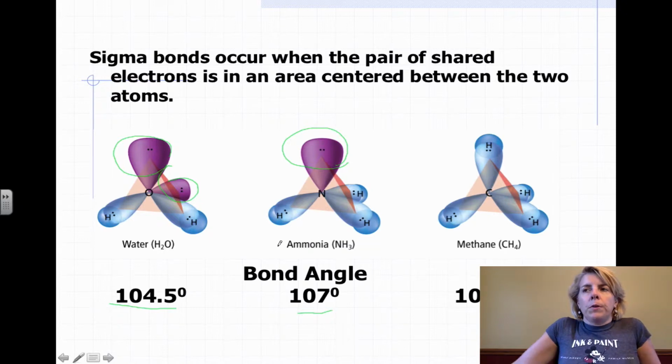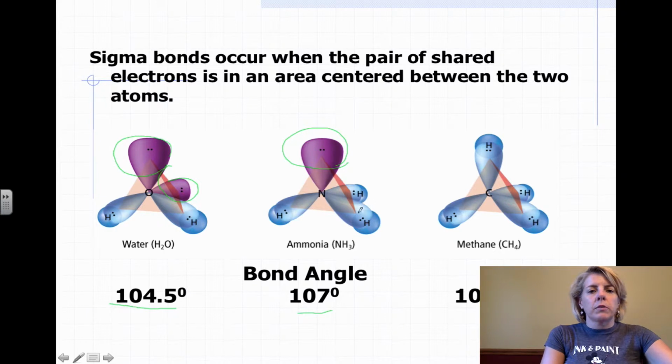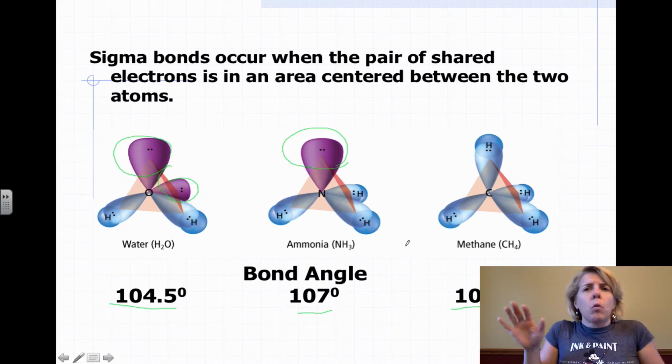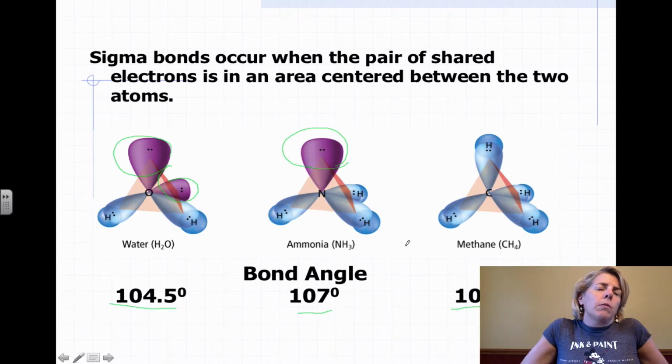So we have more freedom of movement. The hydrogens aren't pushed down as much as they are with water. And then lastly, we have no lone pair of electrons, and we get the greatest degree of separation. So what this is telling you is that the more lone pair electrons you have, the more repulsion you have, and the more limiting of the bond angles you have because of that.